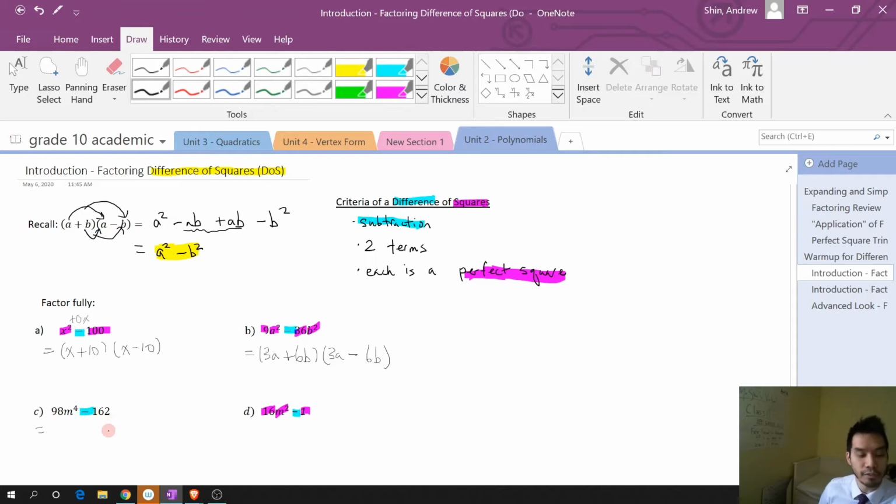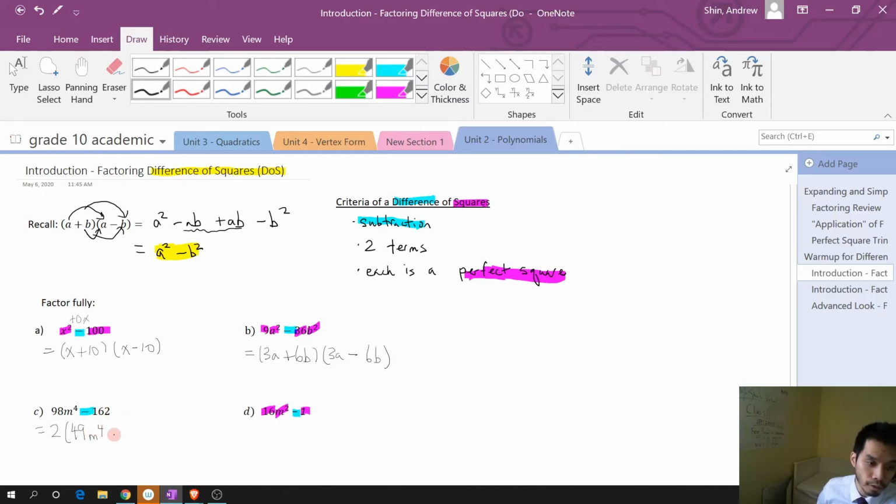So I'm looking at the last digit for each. That means it's divisible by 2 at the very least. So I'm going to divide by 2 and make the numbers a little bit smaller and see if there's anything else we can factor out later on. So 98 divided by 2 is going to be 49. We didn't factor out any m, so that m to the power of 4 will remain.